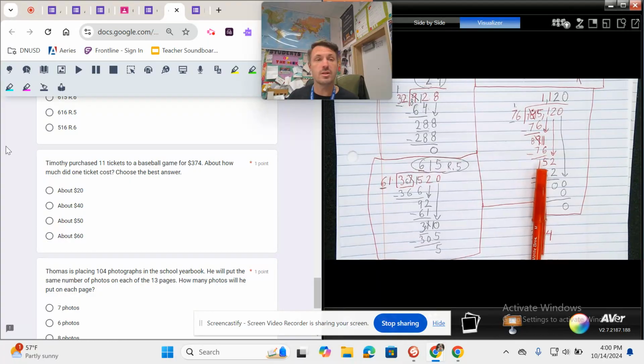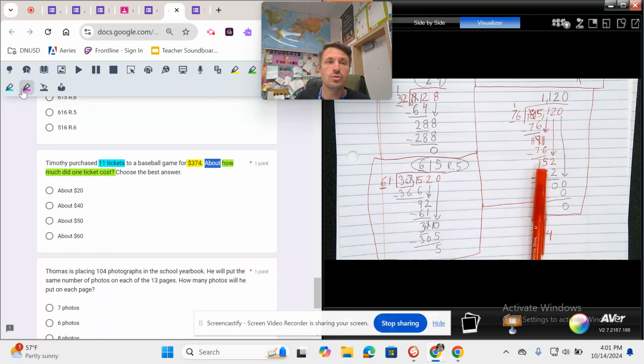$374. Oh, also, remember, it's important to highlight important parts on word problems. So the way that you do that is you find all the numbers along with their units. So 11 is a number. 11 what? 11 tickets. Highlight it. $374 what? Dollars. So you also highlight the dollar sign. And then you find the question. How much did one ticket cost? Choose the best answer.